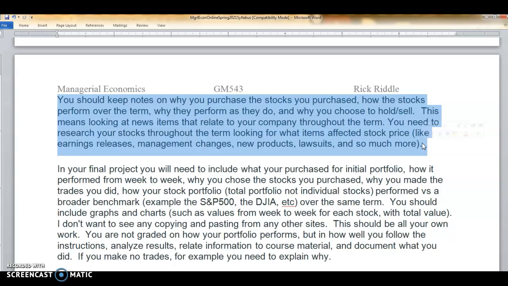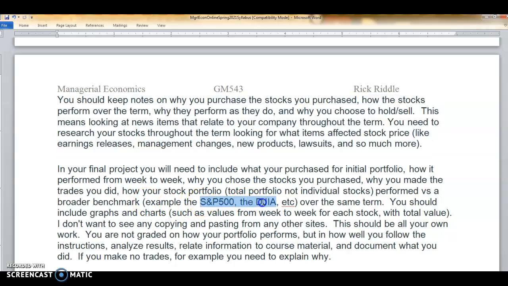Why you chose the stocks that you purchased, why you made the trades that you did, how your stock portfolio did over the course of the term, and compare that versus your peers and also versus one of the broader market indices. Right? Some of the broader market indices, one might be the Dow Jones Industrial Average. Let me just mention what the Dow Jones Industrial Average is.